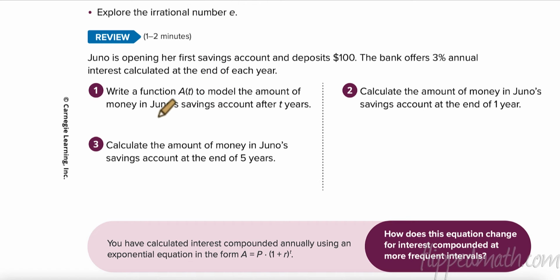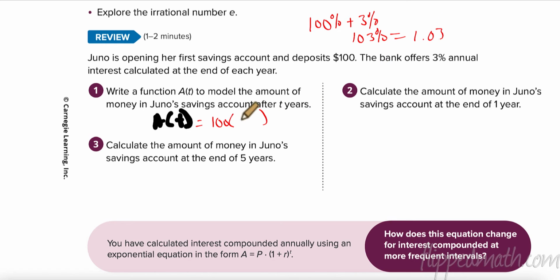So I'm going to remember that her function is going to equal what she starts with, $100, times her interest rate. So she's making money, so that's 100% plus 3%. So that's 103%, which is 1.03. We put that in. Now that is our function, all right? That is what I'm starting with, so I know that's t equals 0.